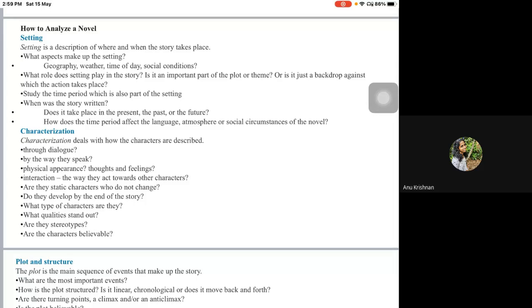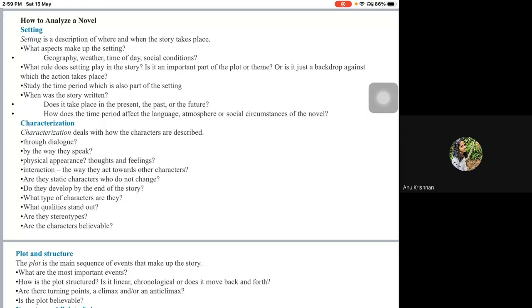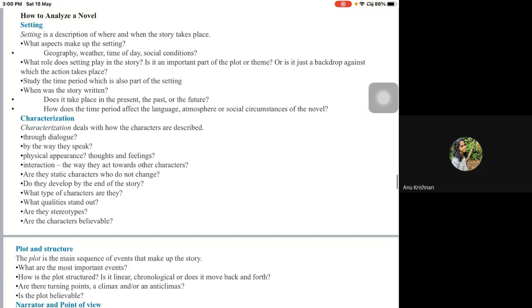Then are they static characters who do not change? Or do they develop by the end of the story? What type of characters are there? What qualities stand out? Tom Jones, for example, makes a lot of mistakes, but still he becomes a lovable character because he learns from it and redeems himself. Are they stereotypes? Blifil and others can be said to be stereotypical villainous characters, right? Are characters believable? Sometimes characters are larger than life and not believable, but others are pretty believable. Those are the questions that you could ask to develop your analysis of a novel.